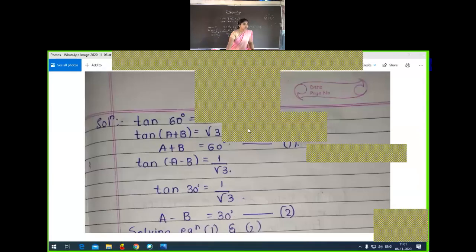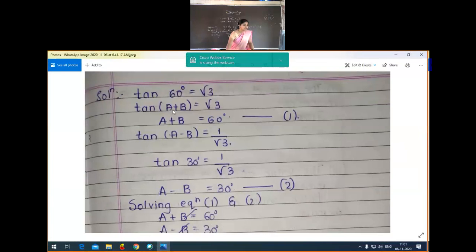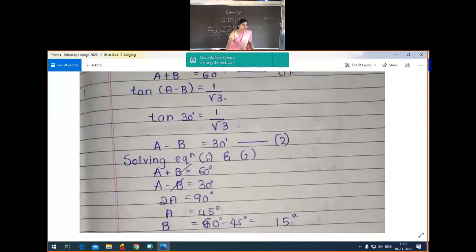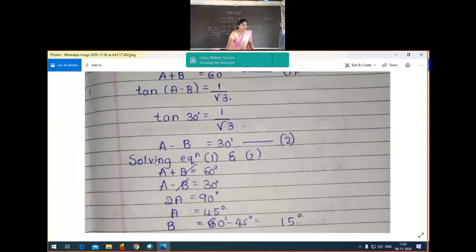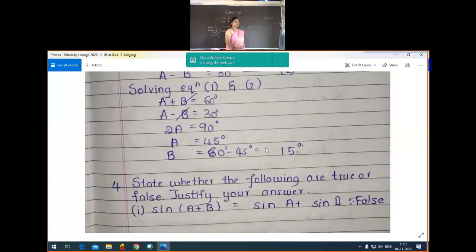Yes, see here, you just observe this answer. So this discussion is over now. Tan 60 is root 3, that's why a plus b is 60 degree. Then tan 30 is 1 by root 3, that's why a minus b is 30 degree. So solving equations 1 and 2, we get 2a is equal to 90, that is a is 45, and b is equal to 15 degree. So this is the problem. Is that clear, students? Yes. Third main questions are over. Now the fourth main, that is the true or false section.